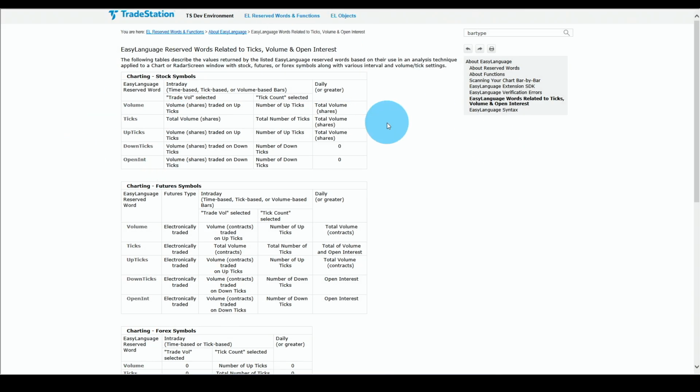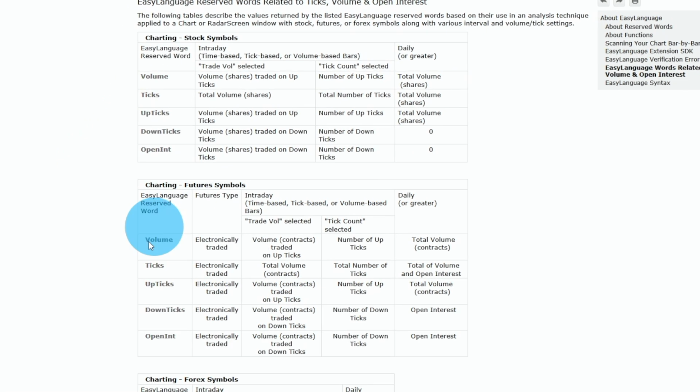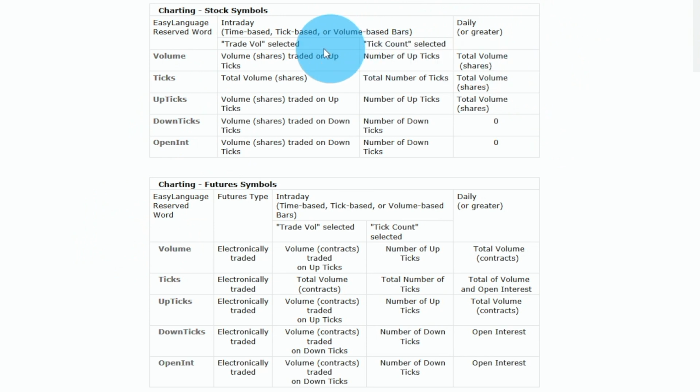And if we go to the definitions, this is the stock symbols and this is the future symbols. So there is a big difference between the two. Intraday, we have upticks and downticks. It's the same for futures, upticks and downticks. The upticks will measure the volume traded on the upticks, and the downticks will measure the volume traded on the downticks. That's the bid price.